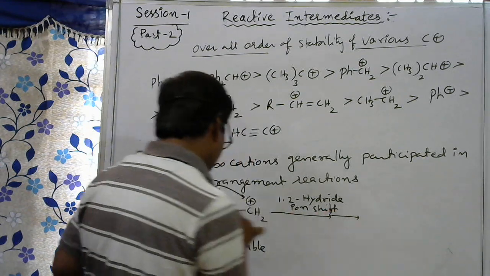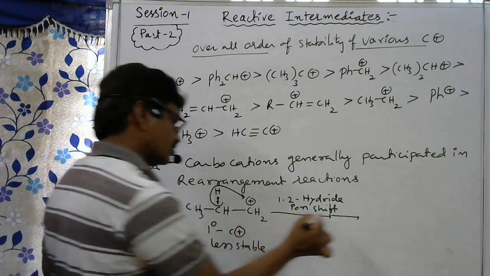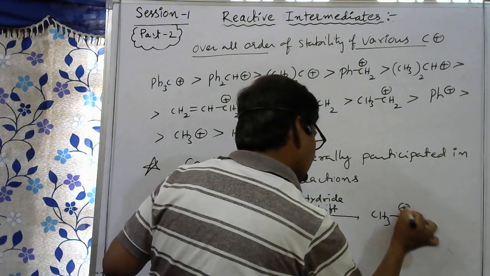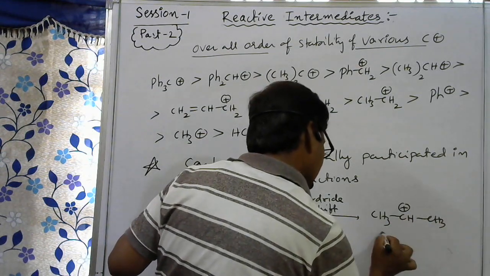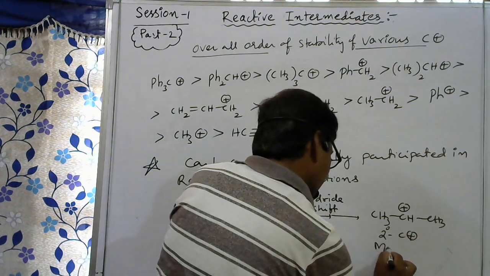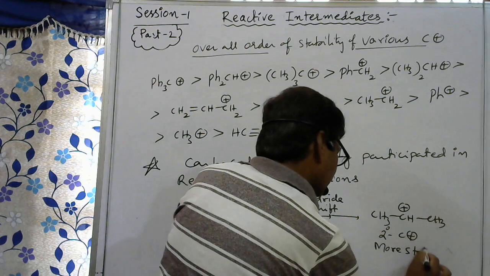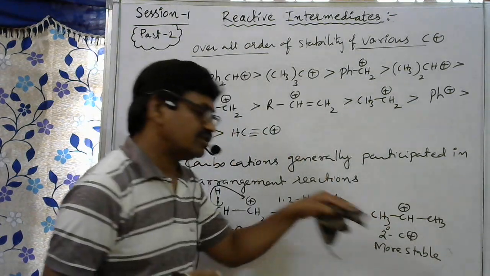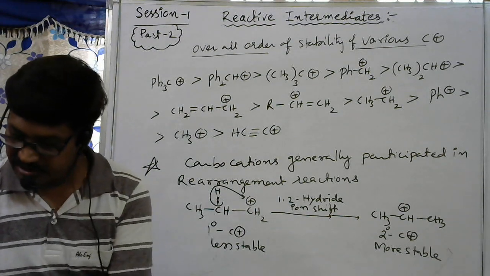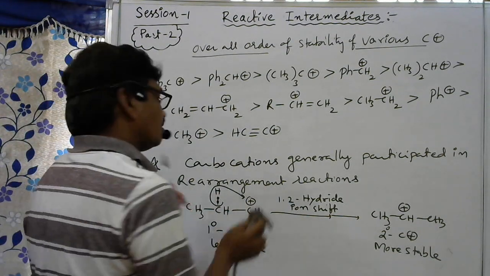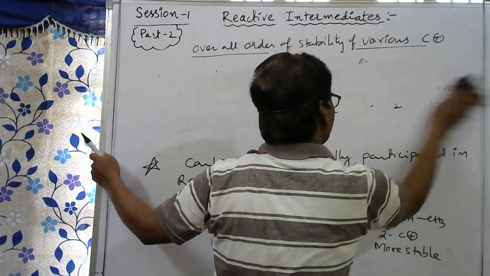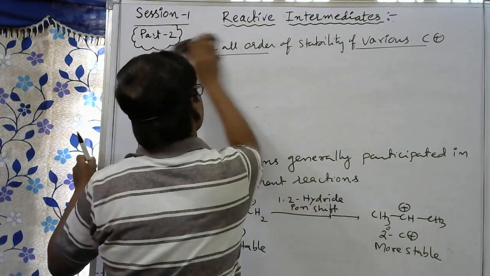1,2 shift means from one carbon to the next carbon only. So that here we get CH3, CH+, and CH3. So this is a secondary carbocation which is more stable. So the product formed is based on this, if a secondary carbocation is there, otherwise the primary carbocation. One more example I'll give and conclude this session.